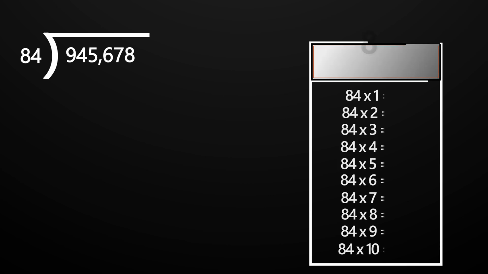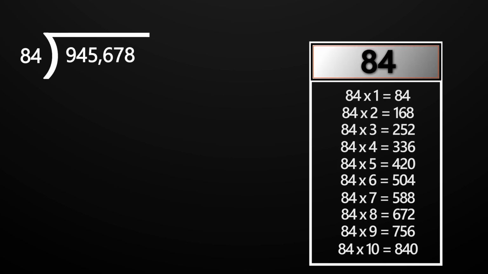Let's try one last big example. 945,678 divided by 84. Again, create a rough table of 84 to help estimate. Starting with 94, the closest multiple is 84, so we place 1 in the quotient. Continue using the DMSB method through each step. I'll fast forward through the process here.